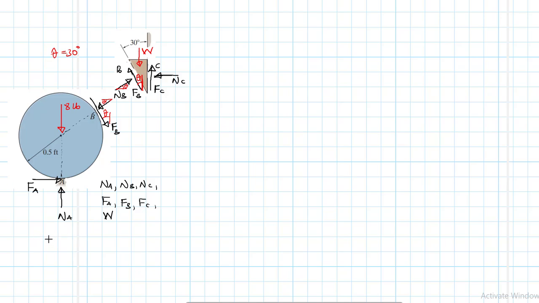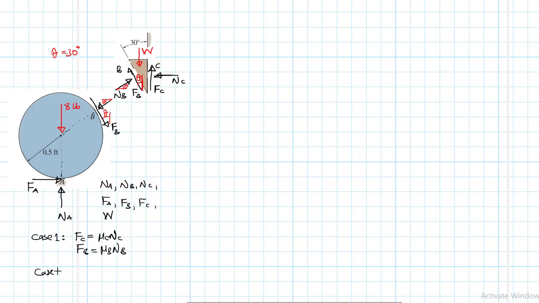So it means for this particular problem we are going to have 3 cases that we will need to test. Case 1 says we can assume that at point C there is impending motion. Therefore, FC is equal to mu C NC, and we can also assume at B there is impending motion. Therefore, this becomes mu B NB. This is case 1.